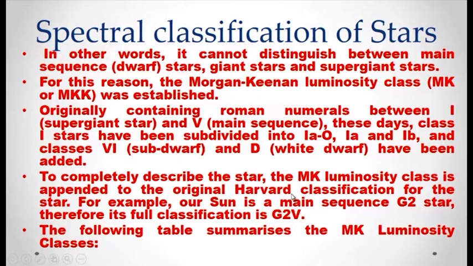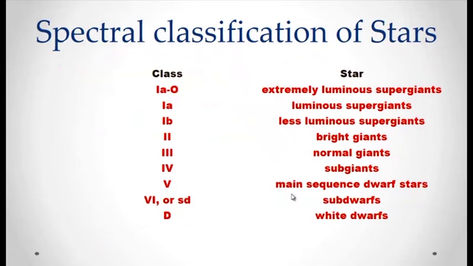So this is the MK spectral classification of stars. So this is 1A, 1B, then 2, 3, and Roman numeral 4 is given for subgiants, then 5 is given for main sequence dwarf stars, then 6 is given for subdwarfs, and D is assigned for white dwarfs. This is the MK spectral classification of stars.